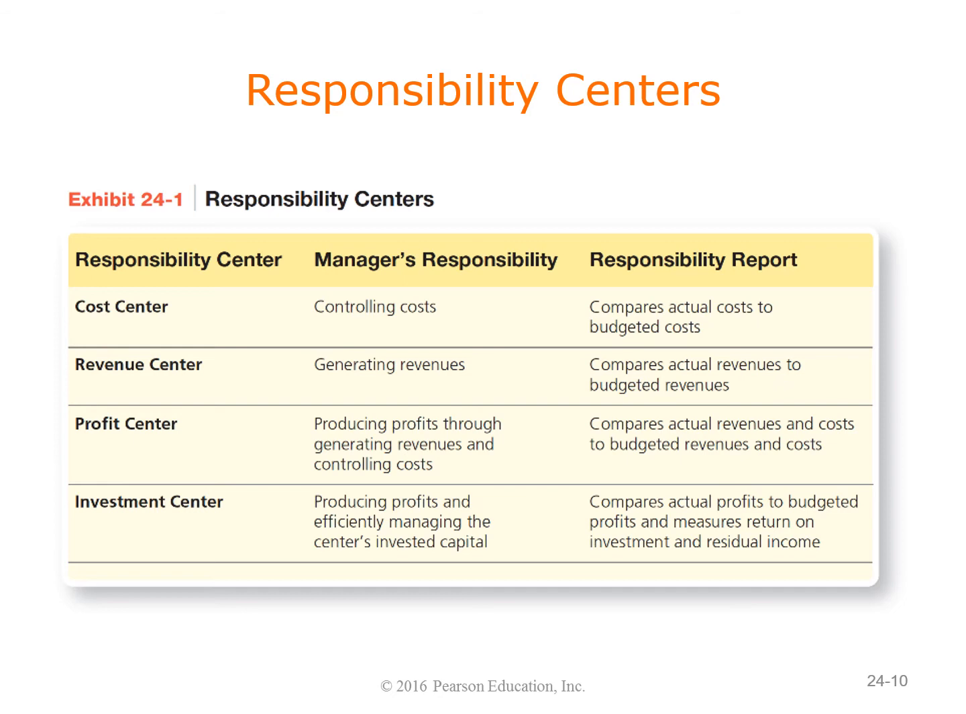In the cost center, we are controlling costs, which means we are doing a report that's showing a comparison between actual cost and budgeted cost. In the revenue center, we are generating revenue, so actually we are comparing the actual revenue to the budgeted revenue. In the profit center, we are producing profits through generating revenue and controlling costs, so the reports that will result from that center will compare actual revenue and cost with budgeted revenue and cost.